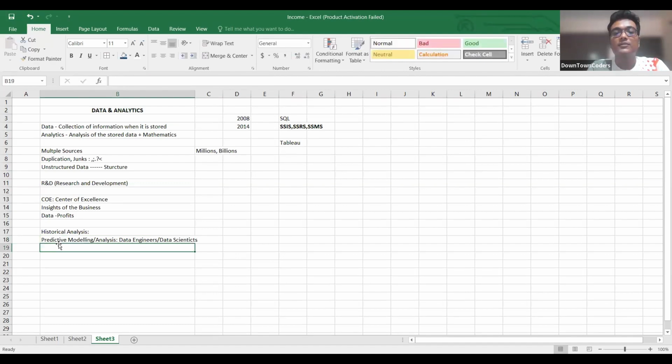Okay. Please excuse my spelling mistakes. I know the spelling, but while typing it goes wrong. So this is called the predictive model.